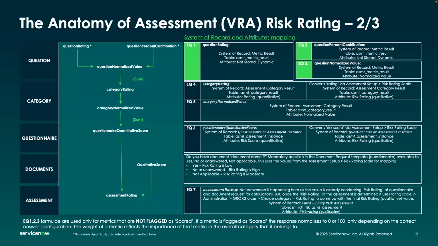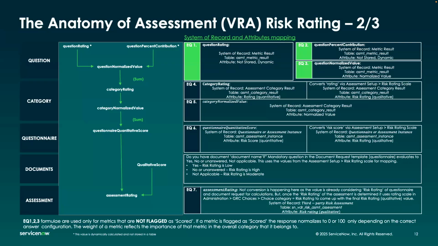Document requests are a bit special. Each document request contains a default question: Do you have document? The assessor responds with yes, no, or not applicable, or leaves it unanswered. The system then maps this response to a risk rating, yes equal to low, no or unanswered equal to high, not applicable equal to moderate. Note that this is qualitative only. There is no numeric score driving this out of the box.